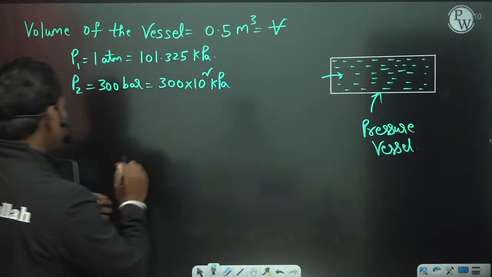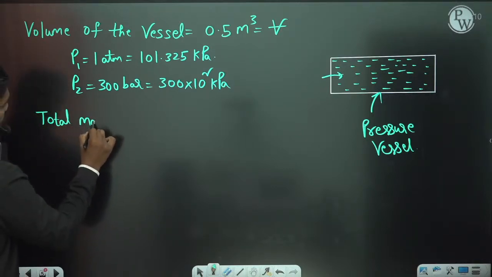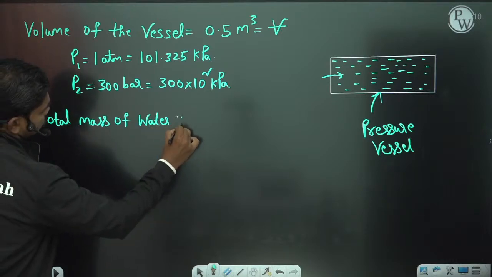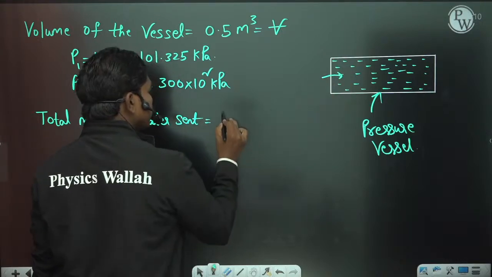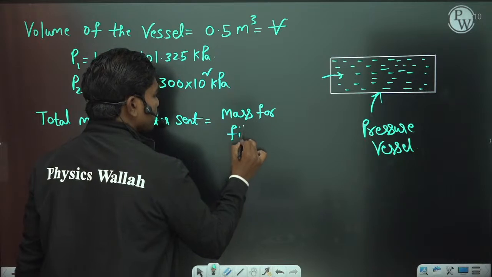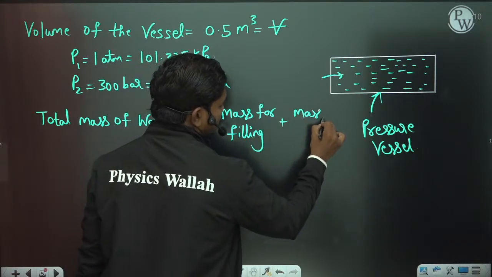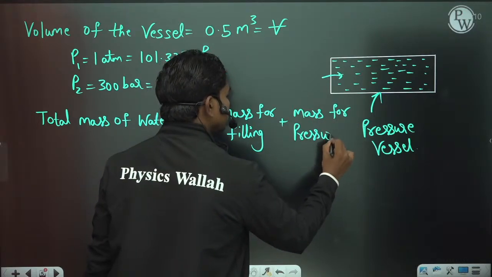Then there is the excess amount of water which you are sending to increase the pressure actually. Okay. So the total mass of water sent is equal to the mass which is sent for filling the vessel plus the mass for pressurization.